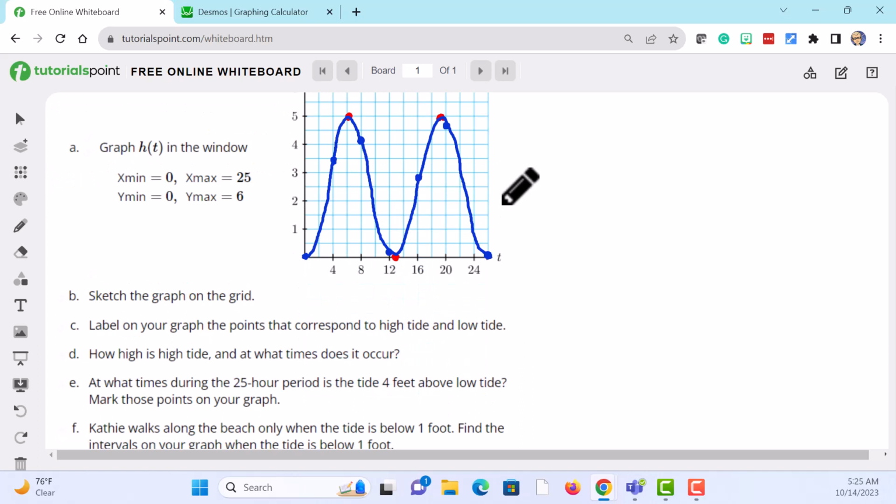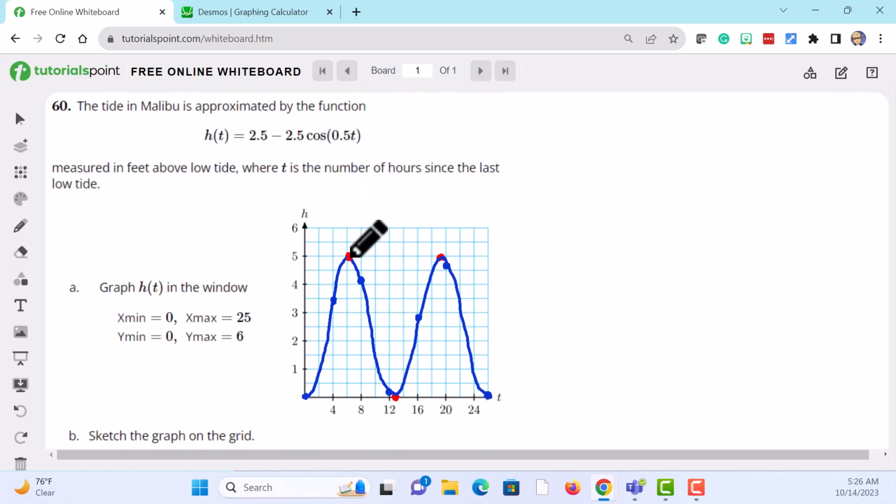For part C, we're asked to label on our graph the points that correspond to high tide and low tide. So high tide will correspond with our highest points, and our lowest points will correspond with low tide.